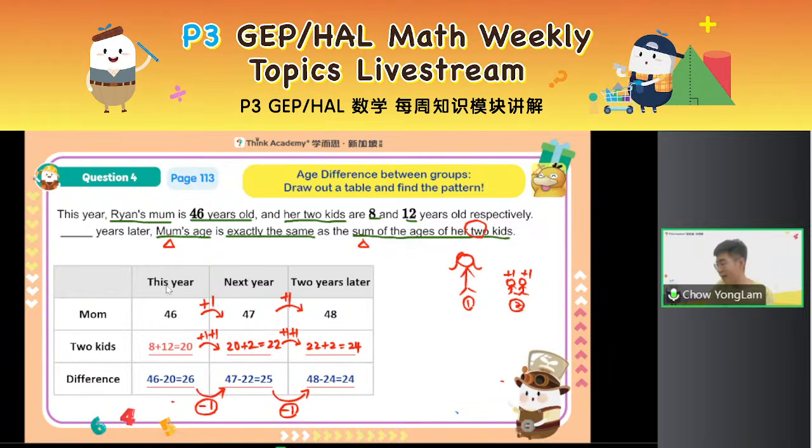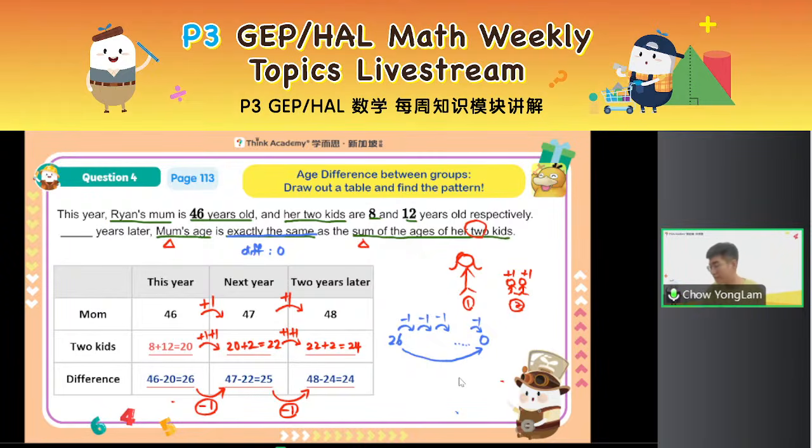The question is asking how many years later mom's age is exactly the same. Now, if I have two numbers that are the same, can someone tell me what is the difference between their ages? If I have two people with the same number, what should their difference be? Their difference should be 0, correct? Same number, there's no difference. The difference is 0. So from an initial age difference of 26, I keep on minus 1, minus 1, minus 1, until I want the age difference to reach 0. How many years does it take to achieve the difference of 0?